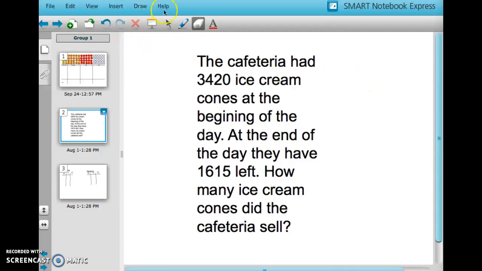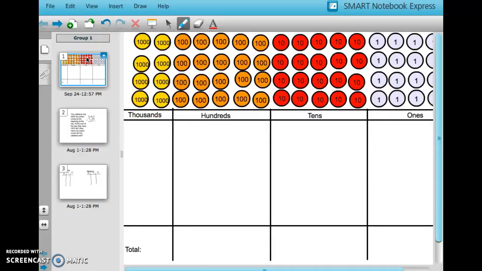The number sentence for this problem is, let me write it down here, 3,420 minus 1,615. That's the subtraction problem we're looking at today. So the first thing we're going to do is start with our concrete models. We're going to demonstrate how to solve this problem by using concrete, pictorial, and abstract models.